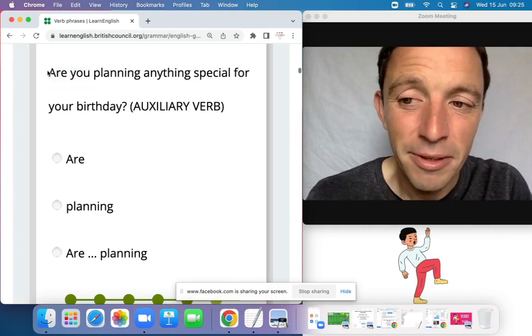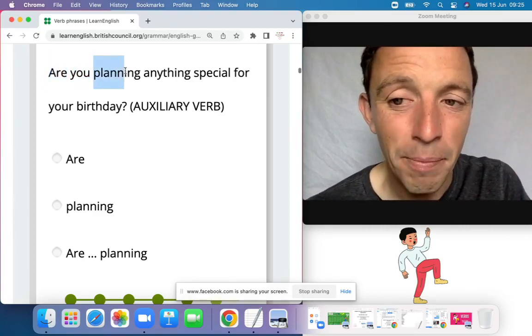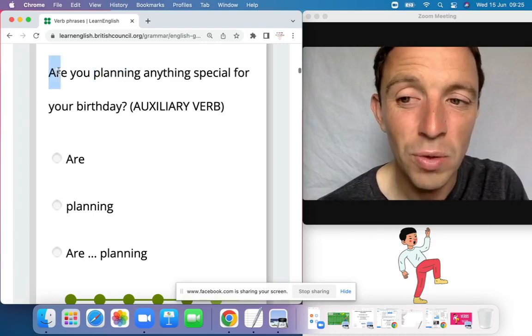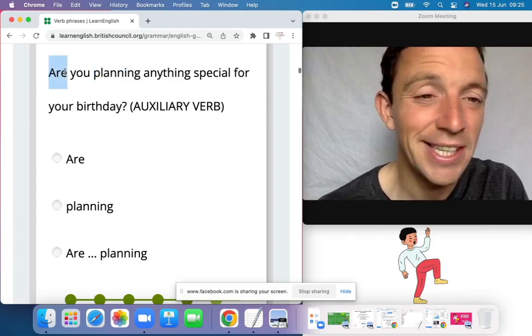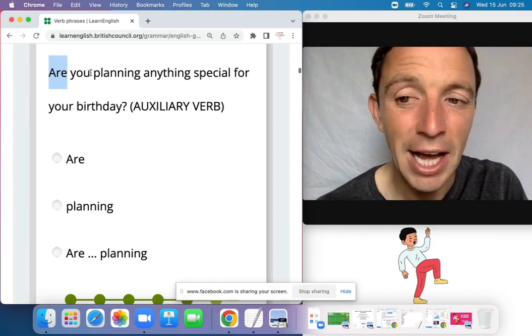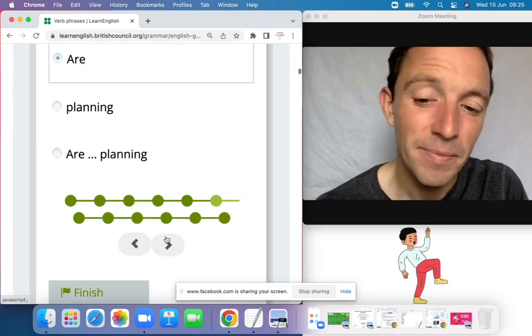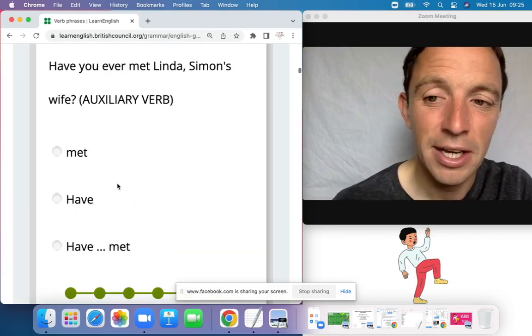So we have the verb to be and the main verb plan in the ing form. The verb to be is considered the auxiliary verb and you is the subject. So the auxiliary verb is are. Okay. Next we have number 7.